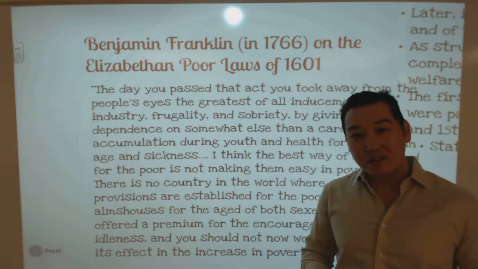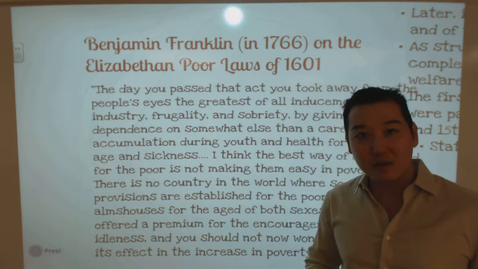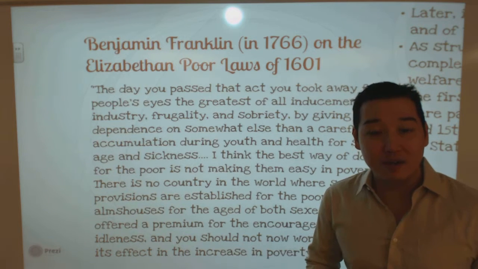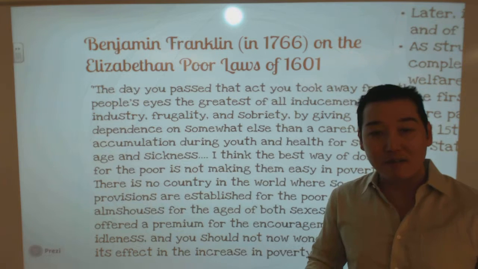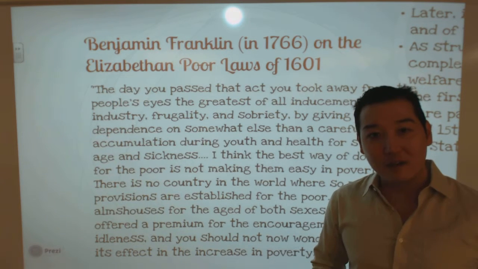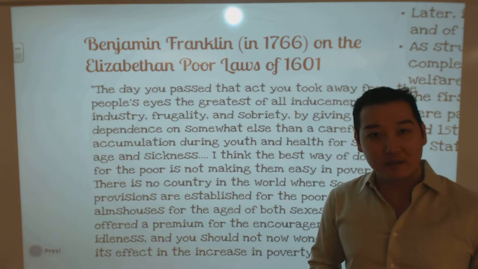So that last section there, he's saying that by passing the British Poor Laws, you actually increase poverty. This was legislation that was designed to address poverty, but it's having the opposite effect. It's actually increasing poverty, is what Franklin believes.